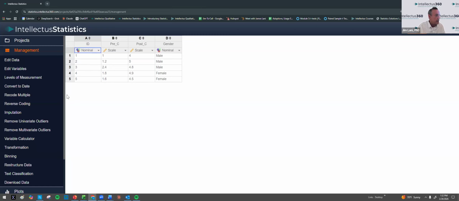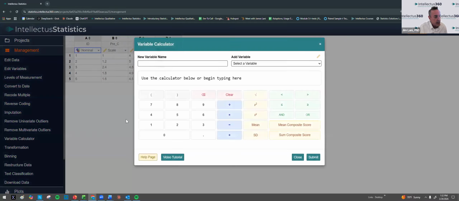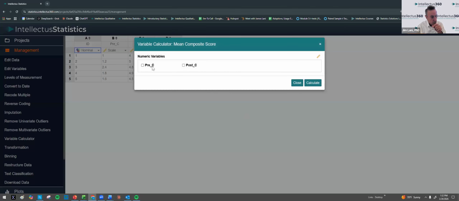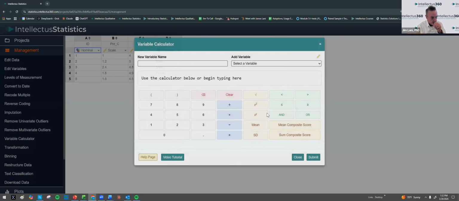Okay. And you can do data management things here. The most important things are keeping those levels of measurement correct. The second thing is a variable calculator where you can create a confidence score, for example, based on some variables, and you can just do a quick mean composite or sum composite, if you wanted to average those things. So those are helpful little buttons to be had there.